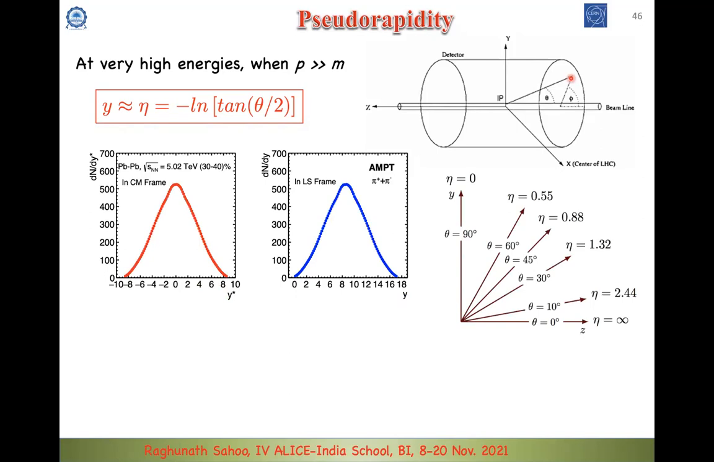Now you see, if your angle theta is 0, that means the particle is emitted along the beam direction. Your eta will be calculated to be infinity. Now you slowly go on changing your angle towards 90 degrees, which is perpendicular to your beam axis, or from the interaction point. What you will find is that on the detector plane, these make annular regions. So from one eta to another eta, those are making annular regions.